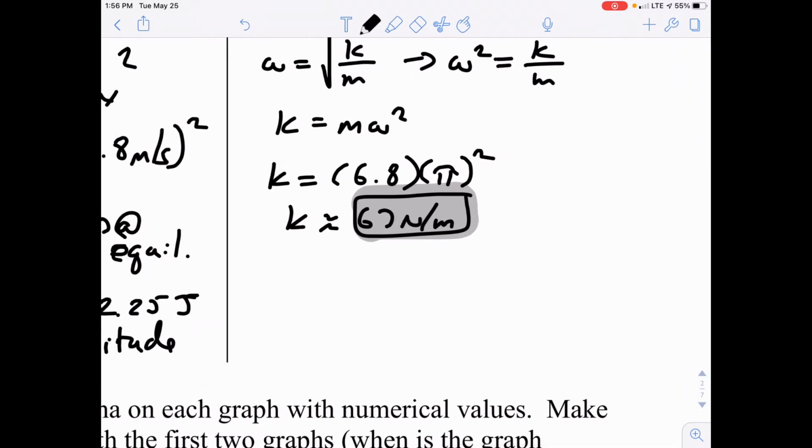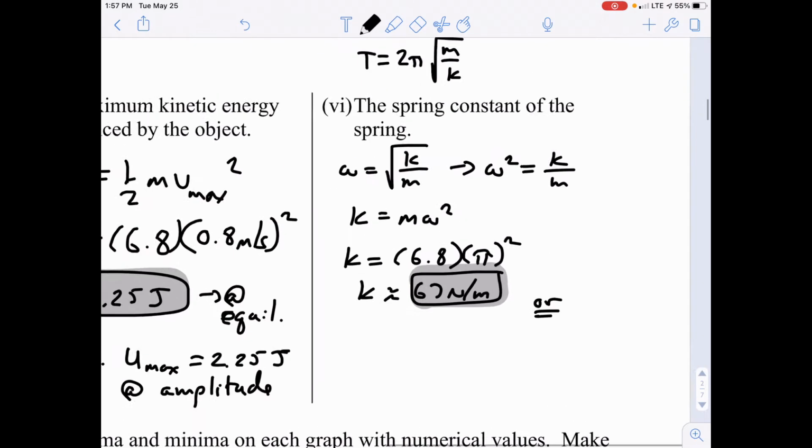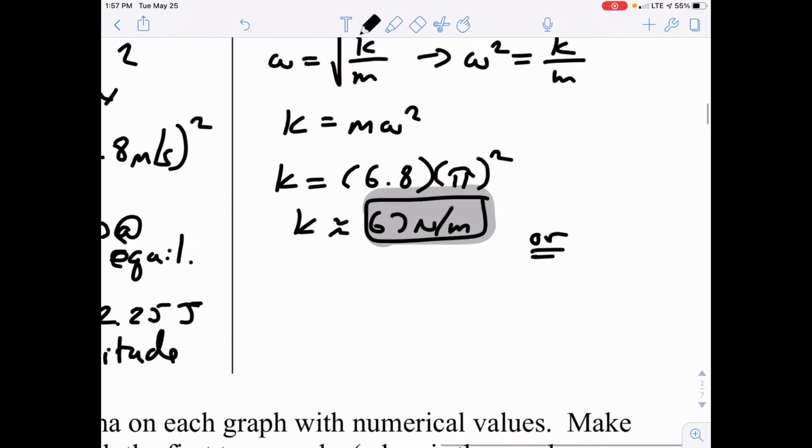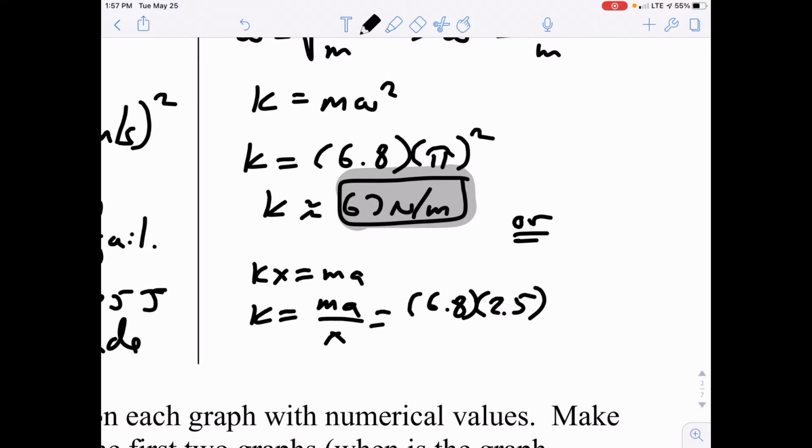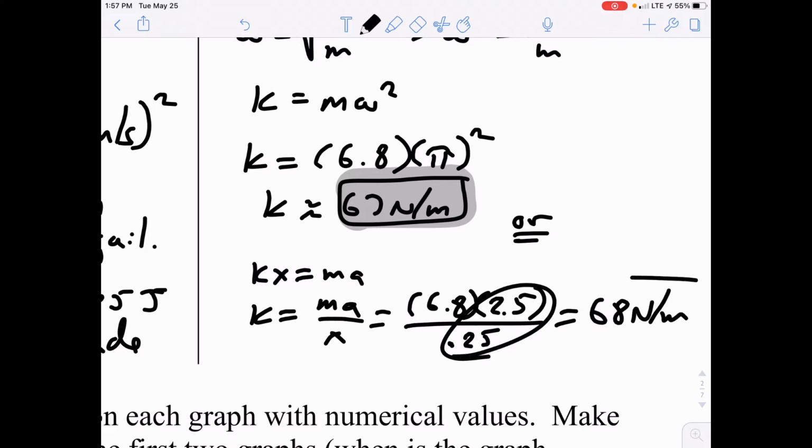Now, there's yet a third way you could do this too. Say you didn't remember this, you could solve for k using that method, or you could also go kx equals ma, because kx is your spring force, but that's also your net force. And so k would be ma over x, which is 6.8 times the maximum acceleration of 2.5, divided by the maximum displacement of 0.25. This is 10 times 6.8, about 68 newtons per meter. So you can see we're getting roughly about the same thing using two different methods.